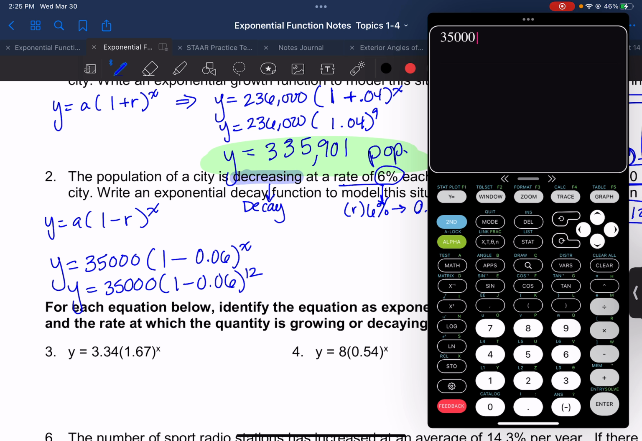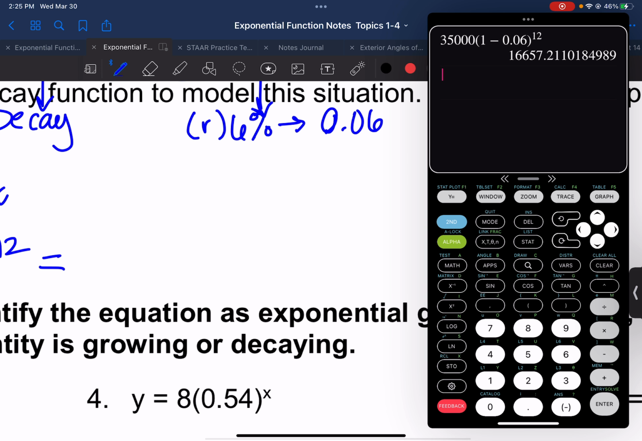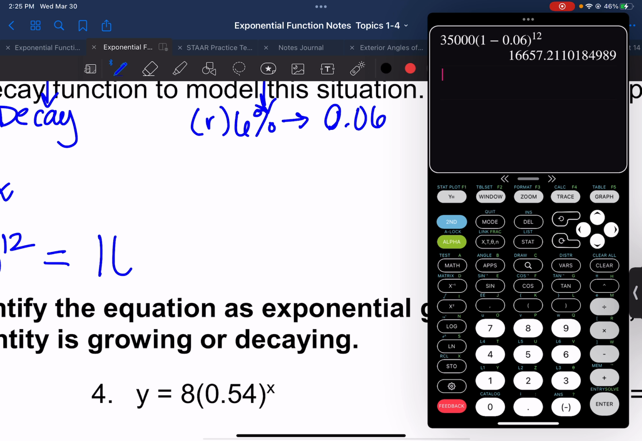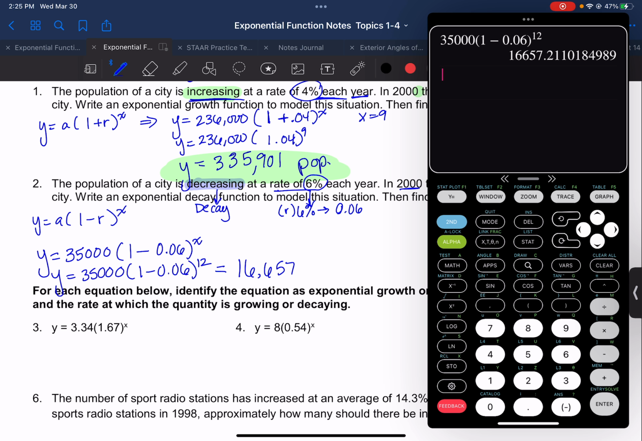35,000. Is that right? Yep. Parentheses. 1 minus 0.06. That's not a 6. 0.06. Close that off. To the power of 12. All right, so what do I get after 12 years? What's my population looking like? We're looking like it's going to increase by 16,657 people, right? Oh, sorry, this is a decaying function. This is not increasing, so it's going to decrease by this many people.